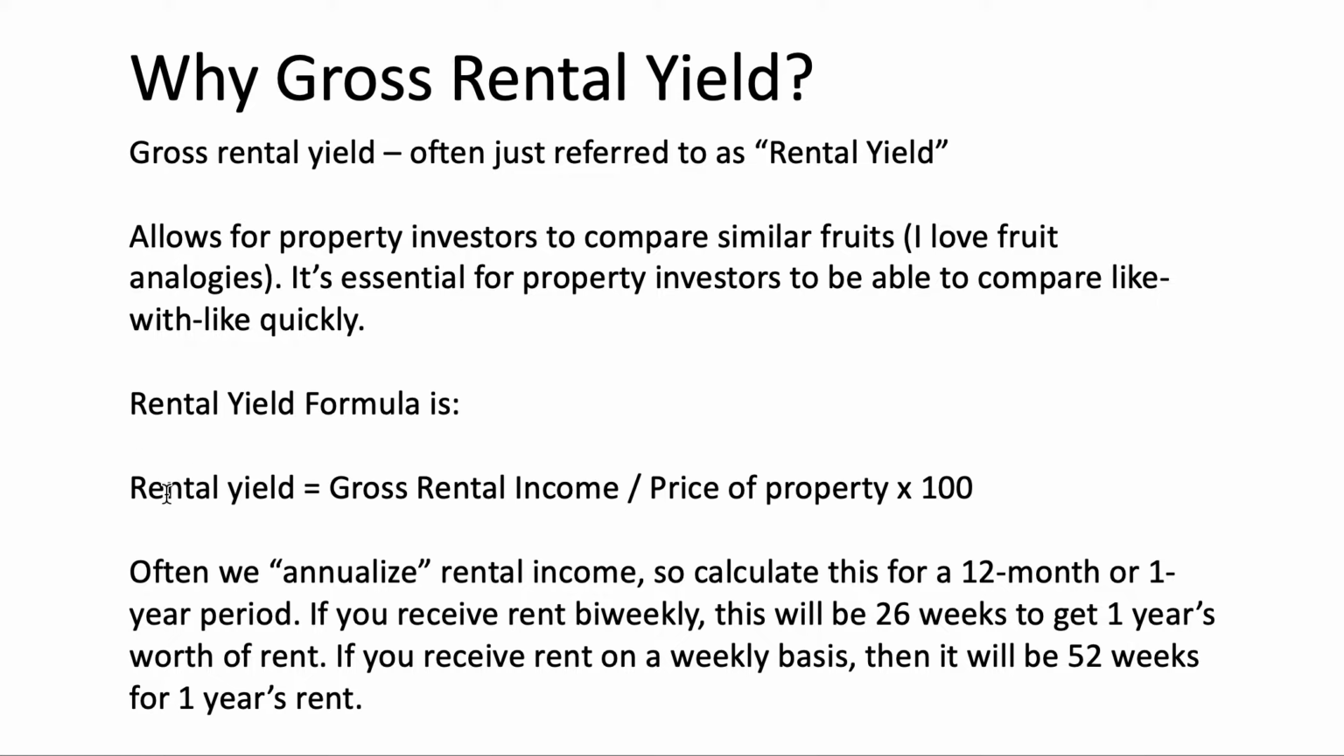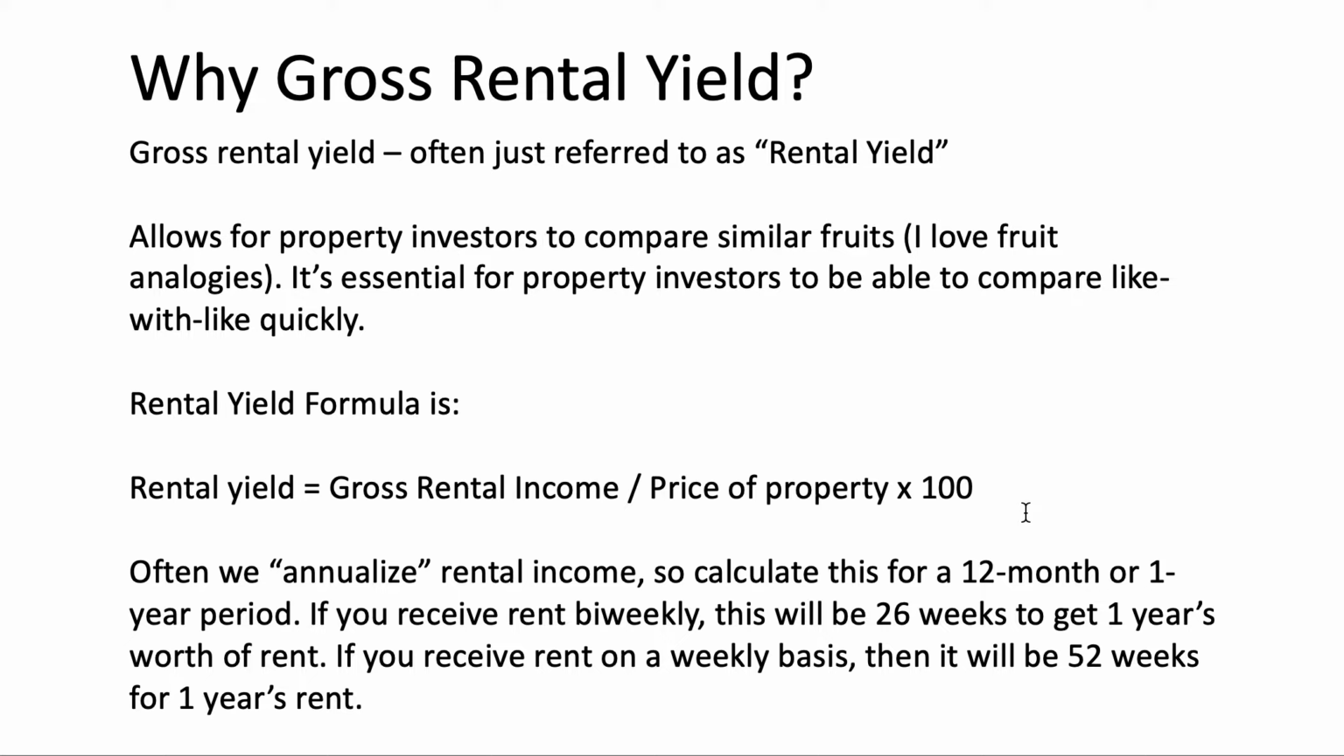So the formula: rental yield equals gross rental income divided by price of property multiplied by 100. I'll repeat that. Rental yield is equal to the gross rental income divided by the price of a property multiplied by 100. So this gives us a percentage and allows us to compare different properties to see which one offers the best rental yield. Okay, and it's just one of many factors to consider.